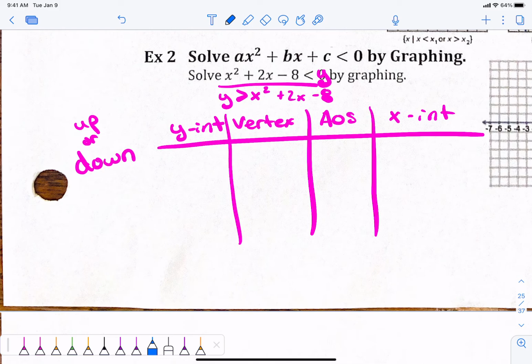Okay. Is this guy going to open up or down? Up, because he's positive x squared. So he's up. What's the y-intercept going to be? -8. It's that number right there on the end.